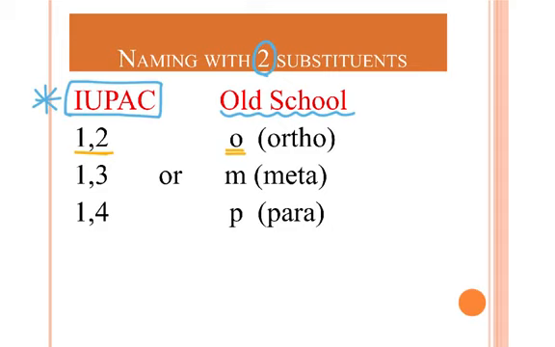So what happens when we're naming is we can actually remove the 1 and 2 and replace it with an O, and it means 1 and 2. Again, I'll show you this with some examples.